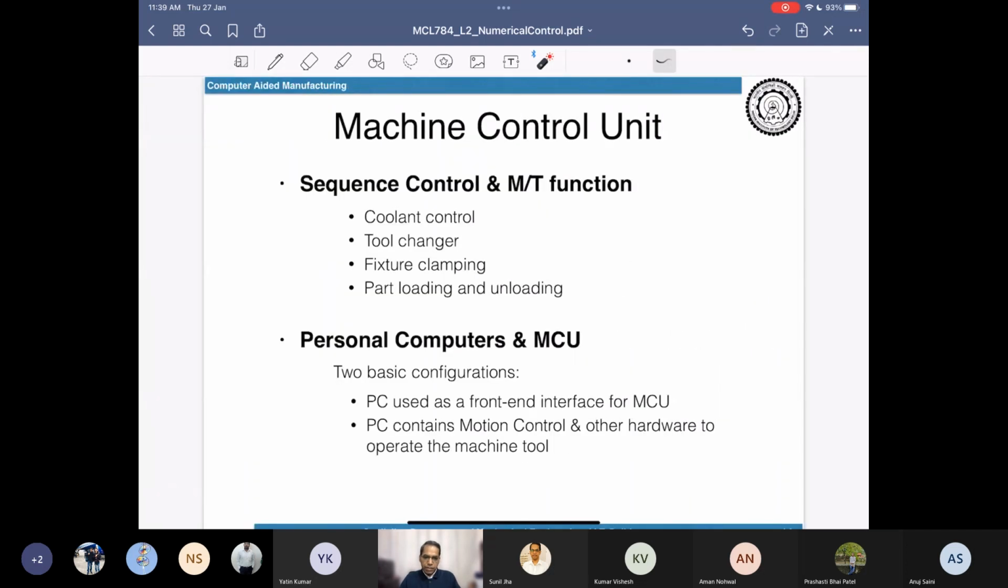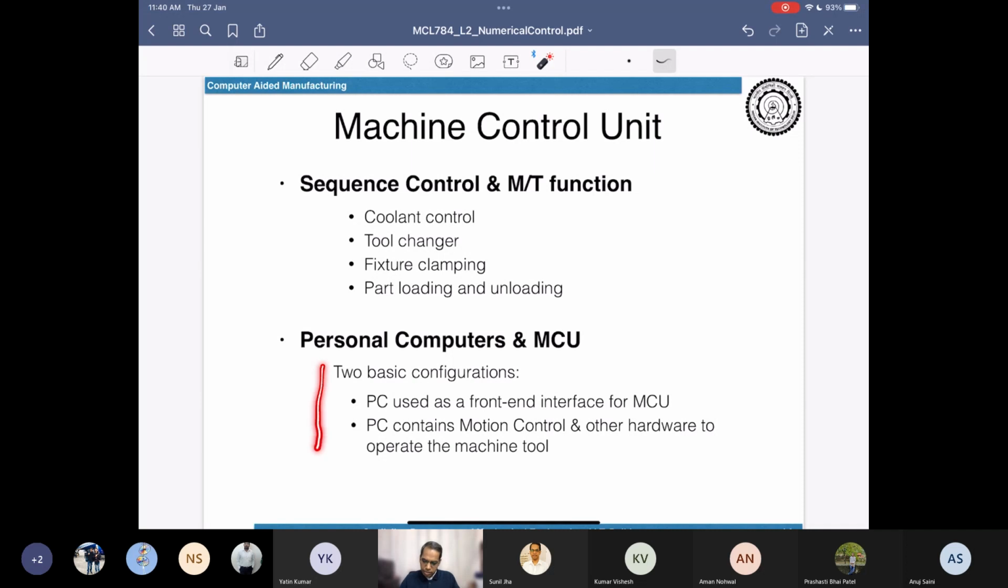The same is with additive manufacturing also. There again, only the linear motion controls of the multiple axes are present. There is no rotational speed or rotational motion control of a spindle. Then we talk about the sequential control and the machine tool functions: coolant control, tool changer, fixture clamping, part loading and unloading, that will be there.